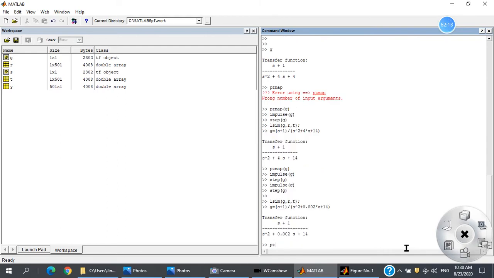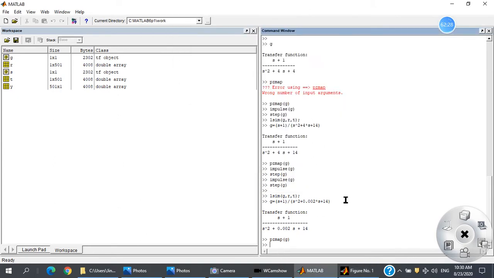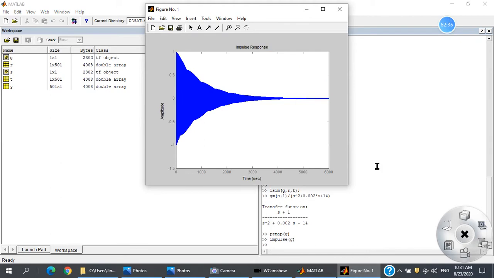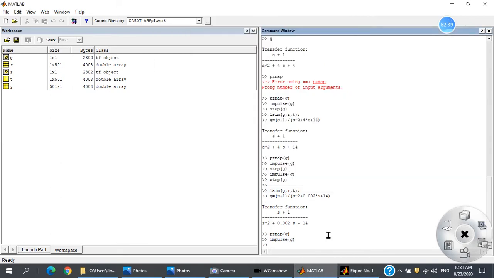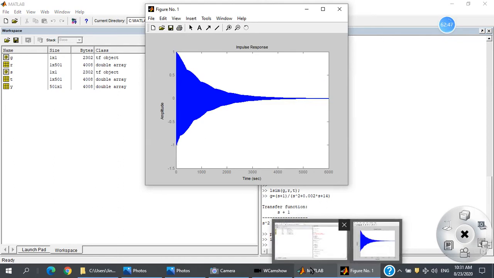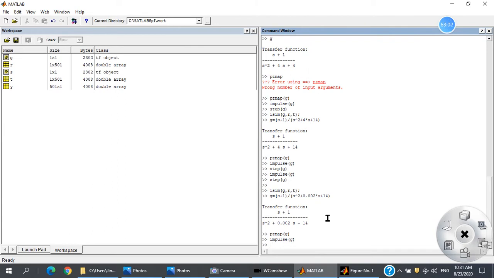Then the PZ map of G. You can see we have two poles. These two poles are very close to the imaginary axis. And one zero here. And what is the impulse response? Impulse response of G. Oh, this is too much. I give a time, this time go to 6,000, because the response converges to zero, but it spends a lot of time. If we only look at the first few seconds, I use that T.